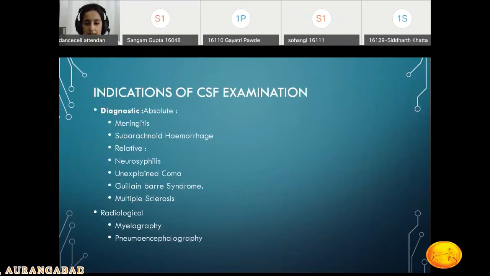So indications of CSF examination: absolute indications are meningitis and subarachnoid hemorrhage. Relative indications are neurosyphilis, unexplained coma, Guillain-Barré syndrome, multiple sclerosis, demyelinating diseases, malignant diseases. So these are the indications of CSF examination. Also, when we perform myelography and pneumoencephalography, sometimes CSF examination is indicated.